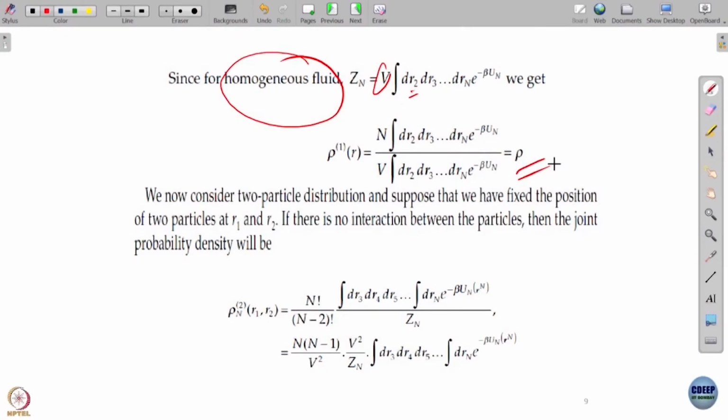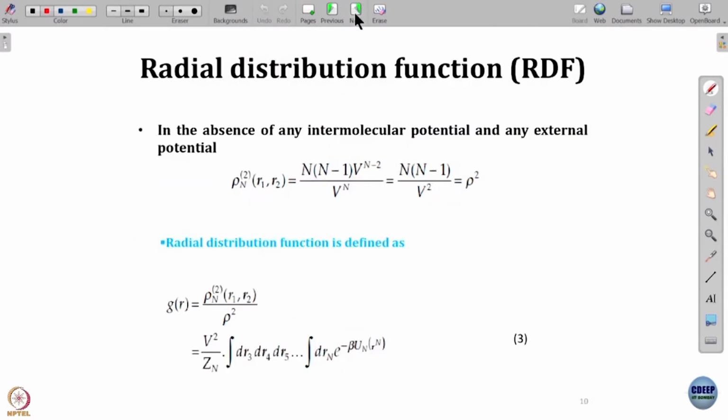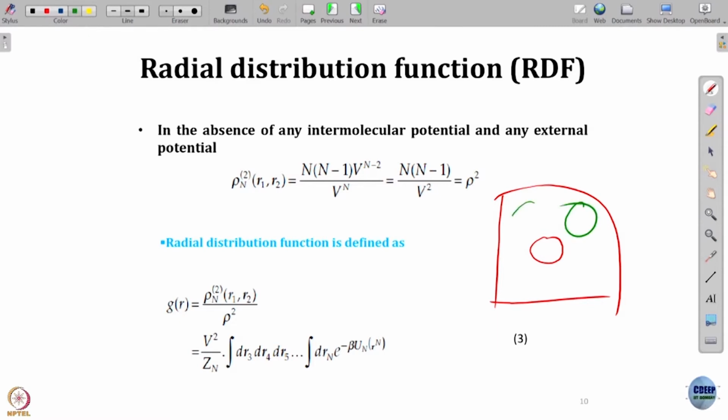Now I go to the most important quantity. That important quantity is the two particle distribution function, which is defined here. So now I want to know what is the probability if I have one molecule here, another molecule there. In other words, I also want to know later, in a homogeneous system, how many molecules are there that I have been discussing.